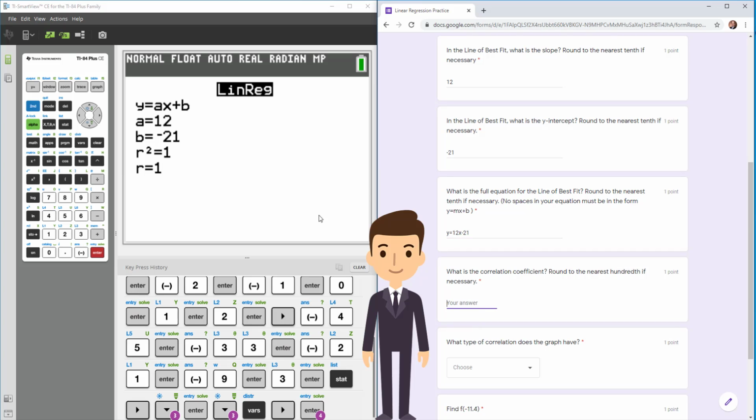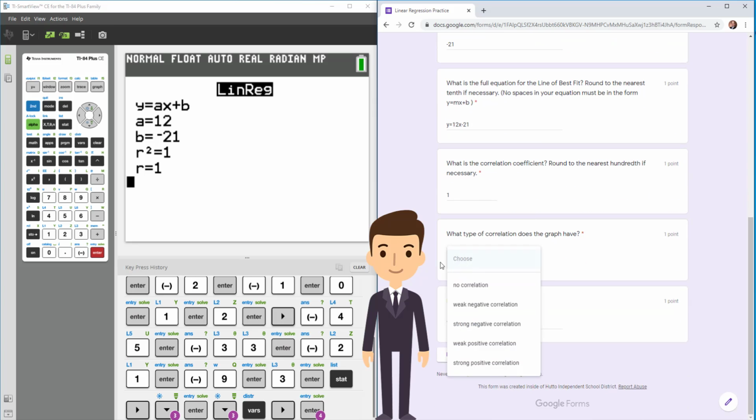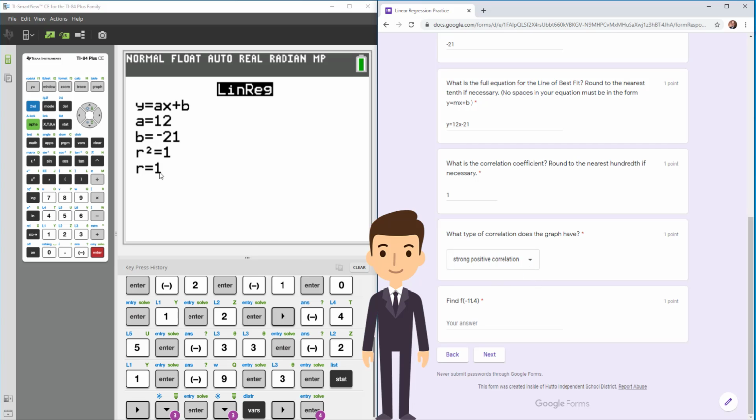And what is the correlation coefficient? The correlation coefficient here is 1. And that tells me once again that this is a perfectly positive correlation. I should expect that my line will go through every single point that I have. When I'm looking at the graph, I should see that. So what type of correlation is this? This is a strong positive correlation. In fact, it's the strongest positive correlation I can have with an R value of 1. Finally, find f of negative 11.4.